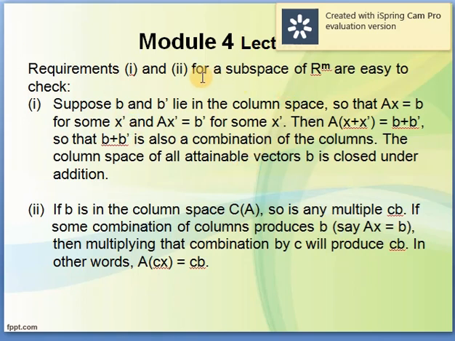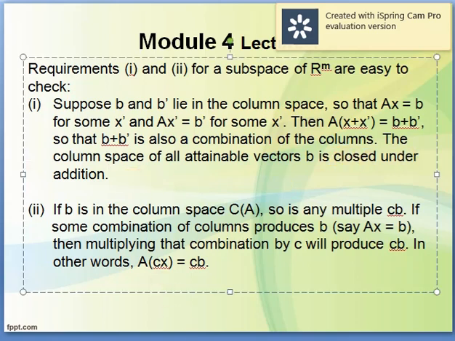Now, requirements 1 and 2 for a subspace. As we know, one is with respect to addition, the other is with respect to multiplication. Suppose B and B dash lie in the column space. That means they are the solutions: x is the solution of Ax equal to B, and x dash is the solution of Ax dash equal to B dash. Then A of x plus x dash is equal to B plus B dash, which is also a combination of the columns. The column space of all attainable vectors B is closed under addition.